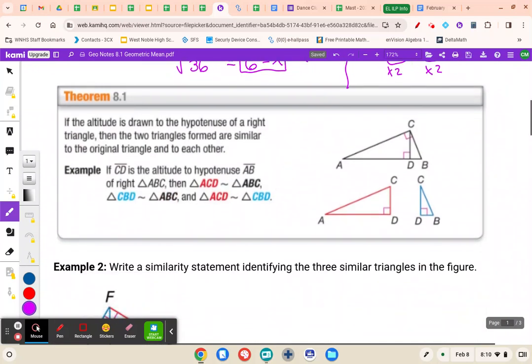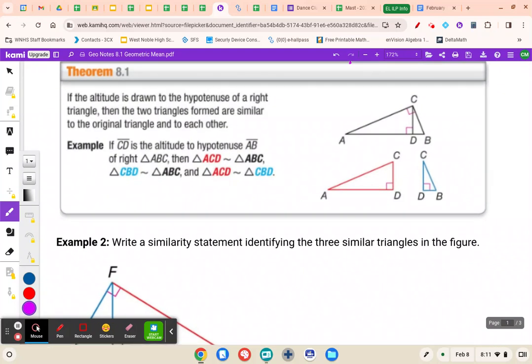Now, we have theorem 8.1, which is really exactly what we were just talking about on the previous page. If the altitude is drawn to the hypotenuse of a right triangle, then the two triangles formed are similar to the original triangle and to each other. Okay, so that's what we're doing. You've got your large triangle, medium, small triangle. It says if CD is the altitude to hypotenuse AB of right triangle ABC, then you have all of these similar triangles. They're all similar to each other.